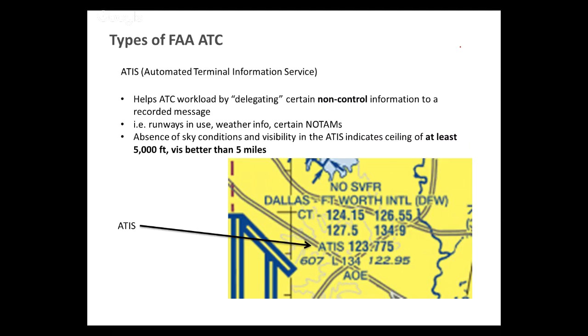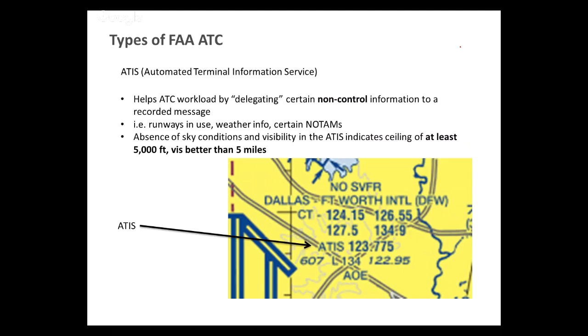As you take off and land at controlled airfields, there is certain information that is non-essential to the control or the traffic flow at the airport. And that information is recorded in a message that is updated on the hour. It's called the ATIS. Information included in the ATIS is active runways, weather information, select NOTAMs, which is notices to airmen, and other things that aren't necessarily critical to the safe operation of aircraft taking off and landing.